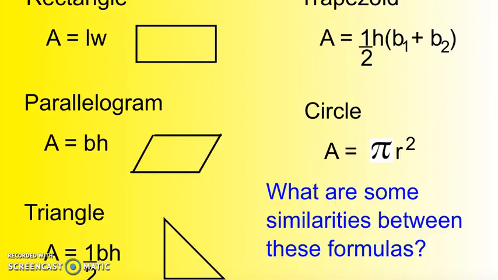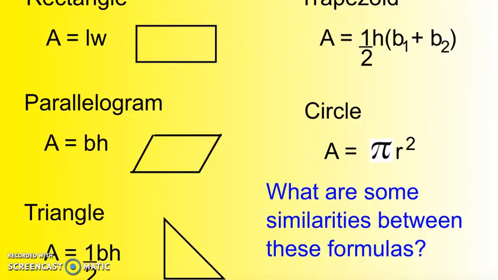Awesome. Well, do you notice that the area of a rectangle, area of a parallelogram, area of a triangle, area of a trapezoid, and area of a circle, all of them are multiplying two things together? So like rectangle, length times width, parallelogram, base times height, triangle, base times height, trapezoid, bases times height, and circle, we're taking radius or radii times pi. All of them have the similarity that we are multiplying two things together.